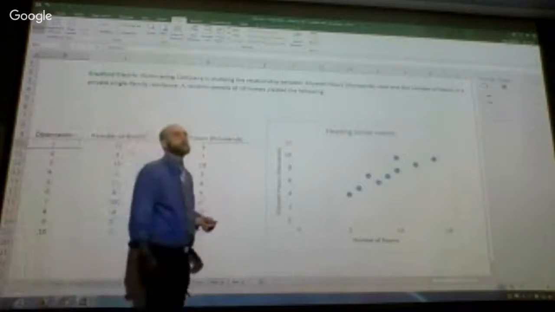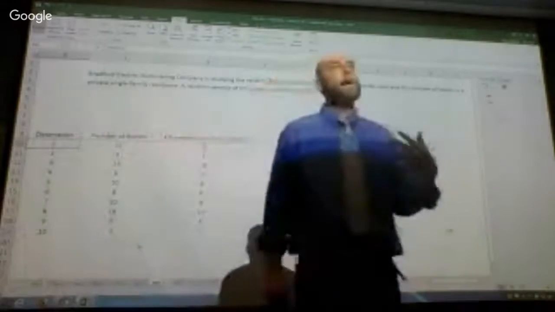Onward. Bradford Electric Illuminating Company is studying the relationship between kilowatt hours and the number of rooms in a private single-family residence. A random sample of 10 homes yielded the following. Which one's the independent variable? Number of rooms. Which one's the dependent variable? Kilowatt hours. Kilowatt hours is a metric for electricity usage, just like dollars is a metric for currency.